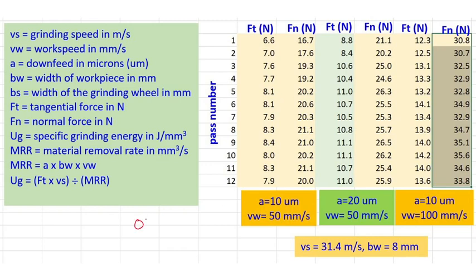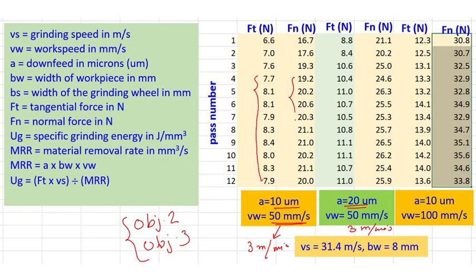Now this is for objective number 2 and objective number 3, these two data sheets. Here in this one it is 10 micron, this is 50 meter per second, which is nothing but 3 meter per minute. This is 20 micron, 3 meter per minute. So this will give you the objective 2 and you will get the effect. And here also you can see more or less from the 4th pass the data are rather stable. Initially it was less, that is the grinding cycle part. Here as you can see, as you increase downfeed, the forces are increasing.